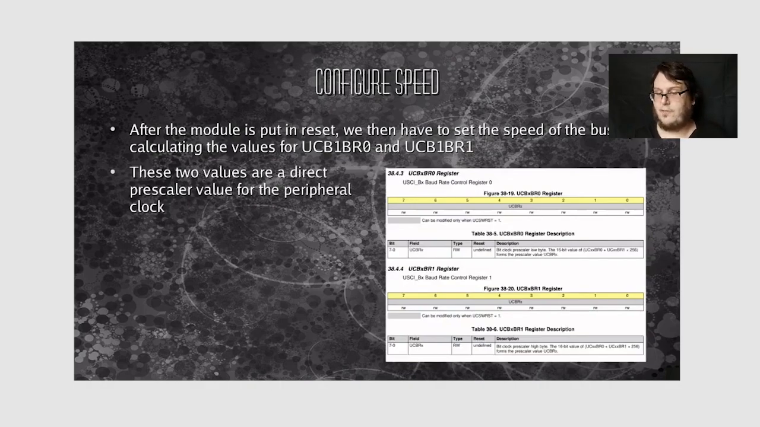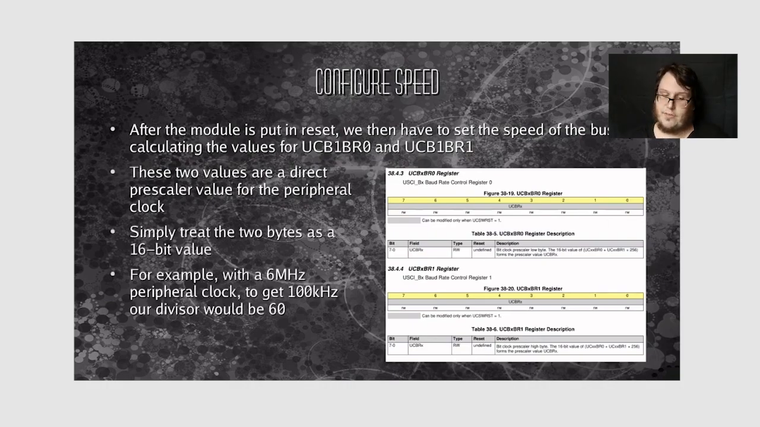Here's the actual description of those registers from the data sheet. You can see we can only modify these when that reset bit is set. So that's really important to set the reset bit and then do all your configuration. As you can see, the prescaler is a 16-bit value. It's BR0 plus BR1 times 256, so it's just concatenating these two bytes together to make a 16-bit value. Simply treat them as a 16-bit value.